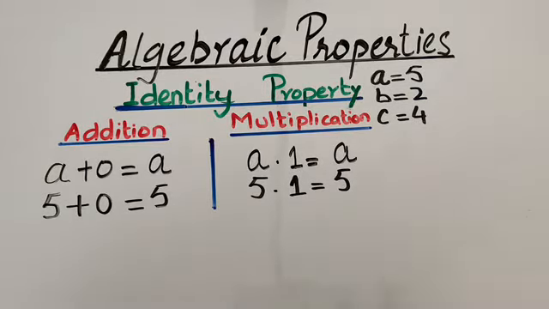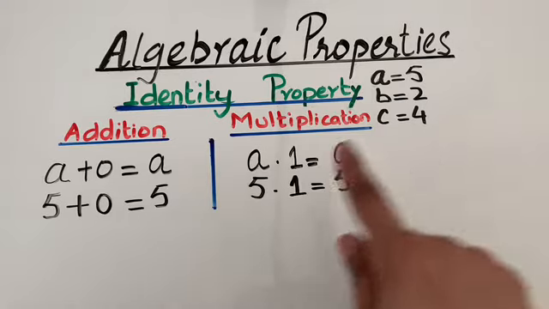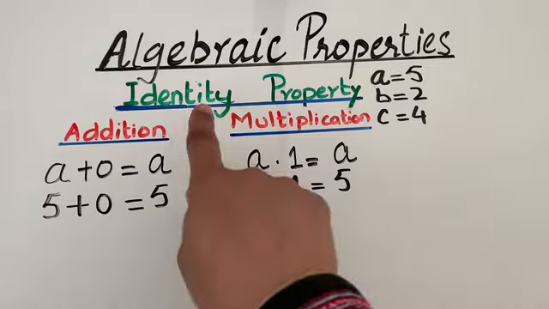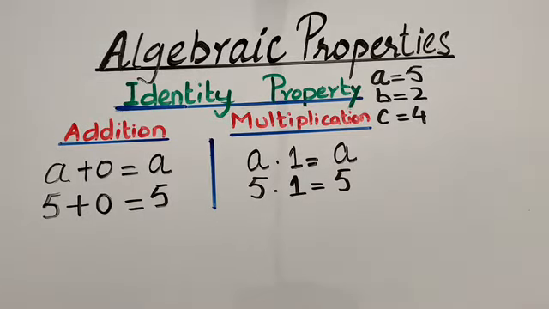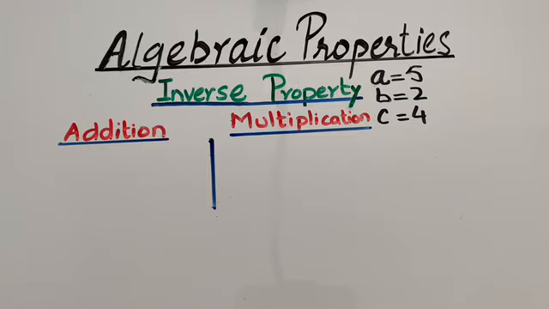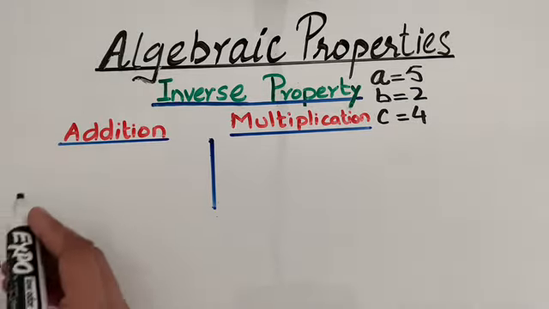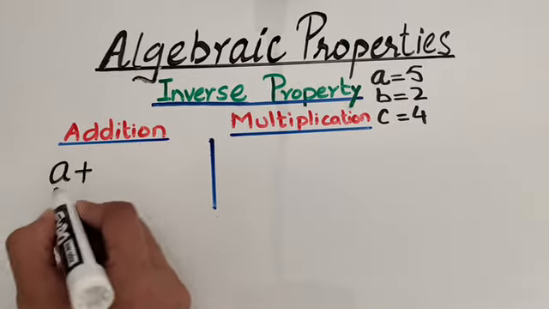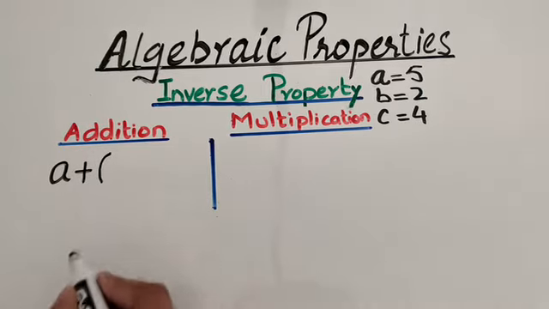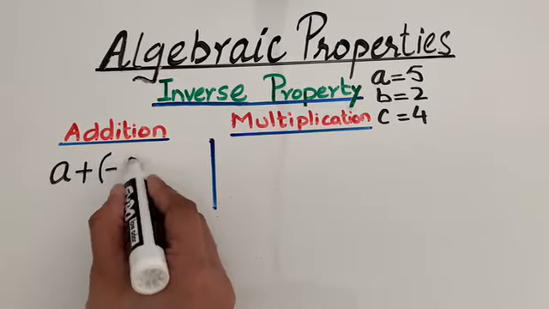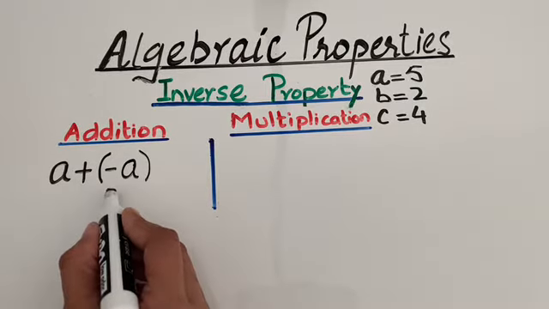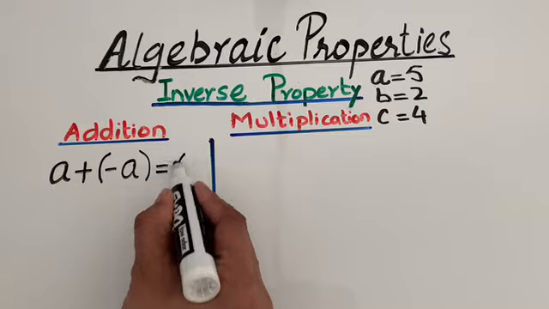So for identity property of addition and multiplication, we can take different values of A and put it in this equation and prove the identity property of addition and multiplication. Now the fourth property is the inverse property. For addition, it says that if I have A and I add it to the inverse of A, inverse of A means minus A. As you all know, the inverse of addition is subtraction. So I'll get 0.